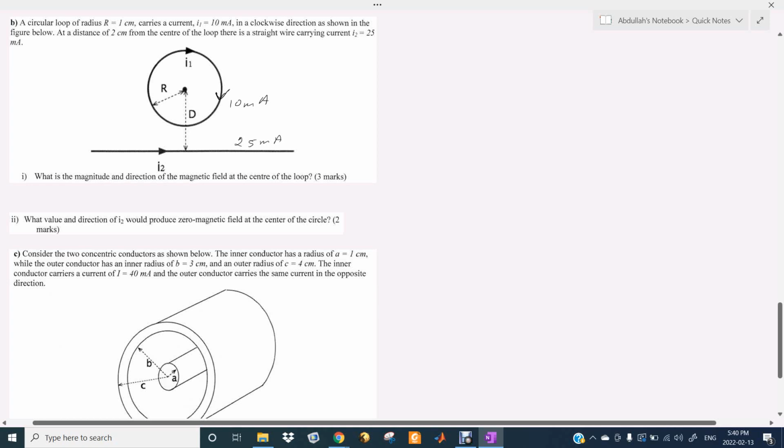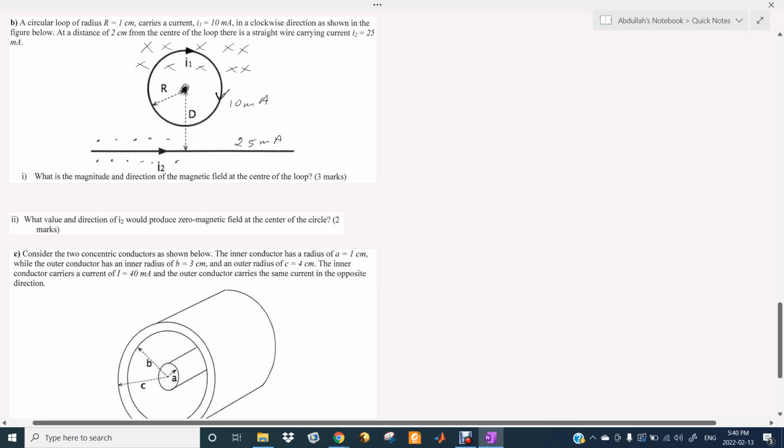Since you have currents, you would have a magnetic field. To find the direction of the magnetic field, you can use the right hand grip rule. The thumb points in the direction of the current and the curl of the fingers tells you the direction of the magnetic field. Because of this I2, the magnetic field is coming out of the page if you curl your fingers. For this circular current, the direction of the magnetic field is going into the page.